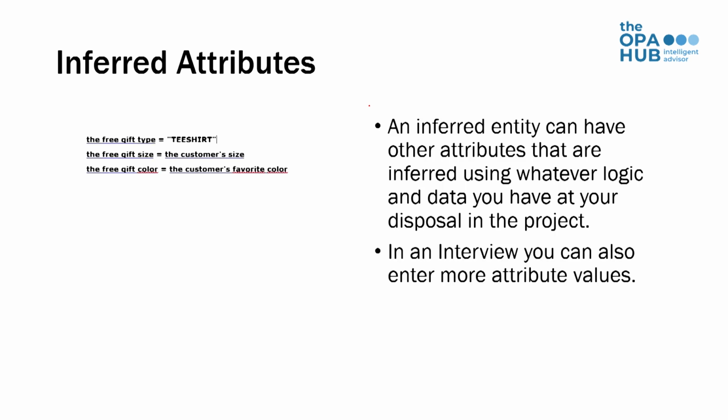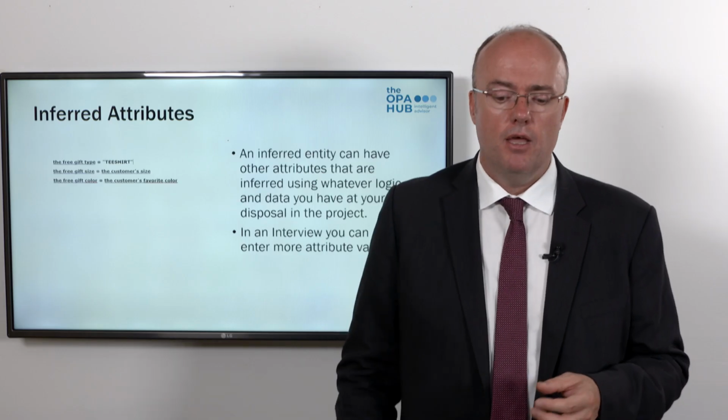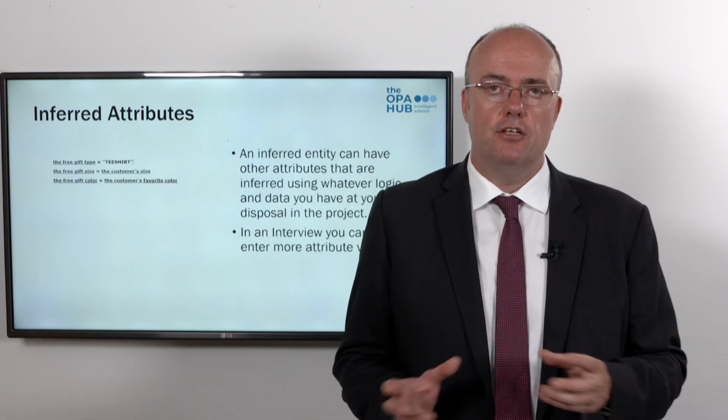So in that case, that means that there must have been other attributes, attributes that were used to implement this naming convention: the free gift color, the free gift size, the free gift type. It's up to us to build out into the model that we need.